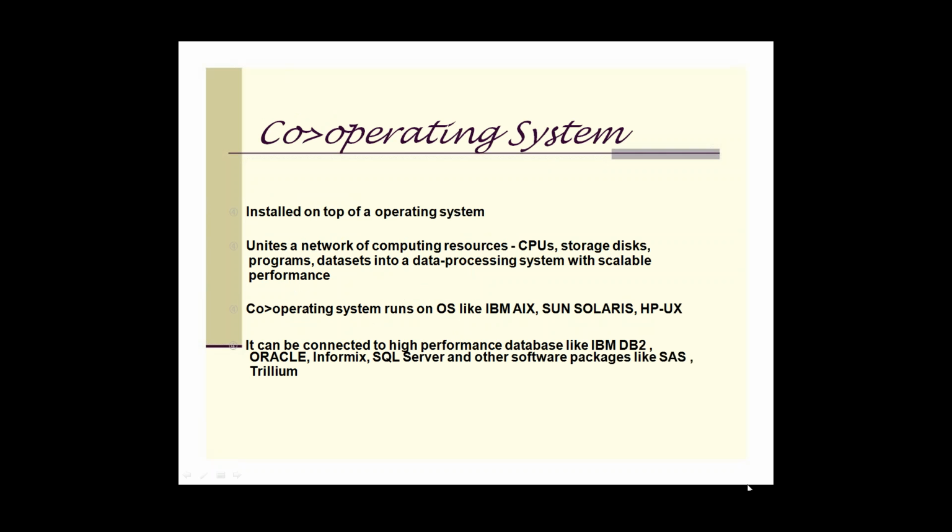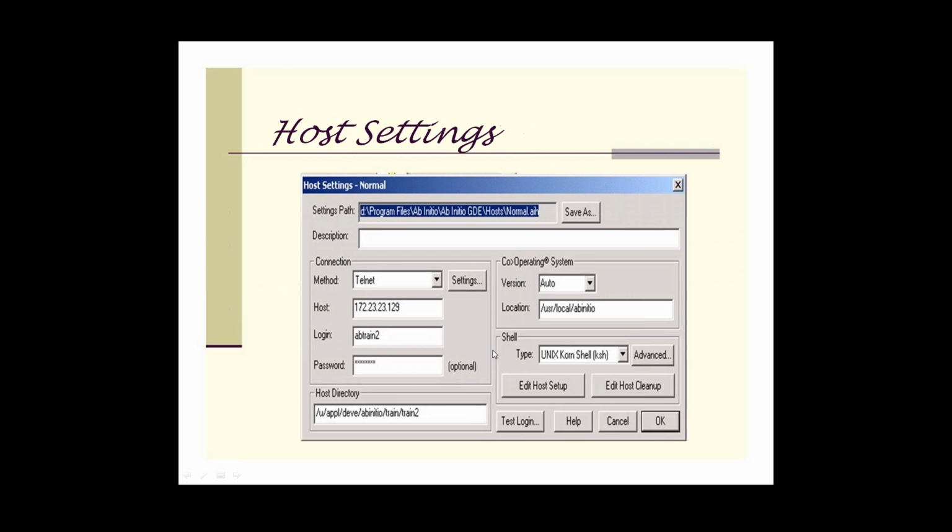And next one, this is about the co-operating system, which will be installed on top of the operating system. So here the Co>Operating System can interact with multiple GDEs also, which unites a network of computing resources. I mean, multiple CPUs, multiple storage disks you can connect with the co-operating system. Okay, which will be running on IBM AIX and Solaris. So many ways are there. I will show you all the supported ways here.